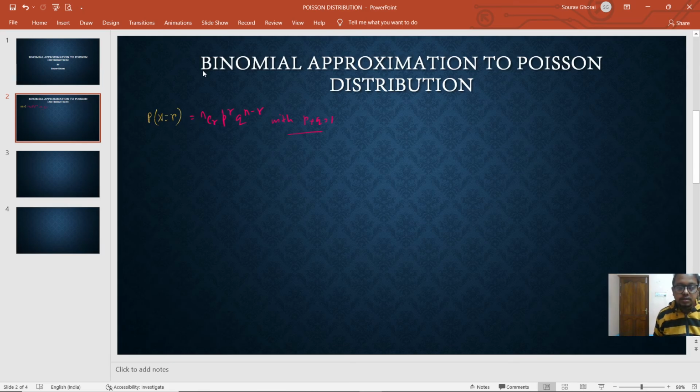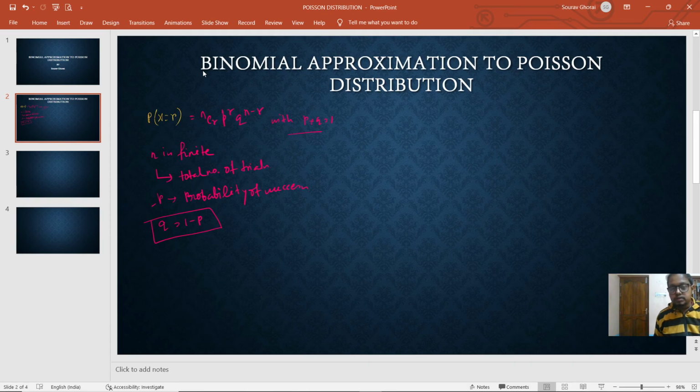And this is the binomial distribution, under the condition that n is finite, where n is the total number of trials, and p is the probability of success, and q is equal to 1 minus p, that is the probability of failure or the complement of the event p.